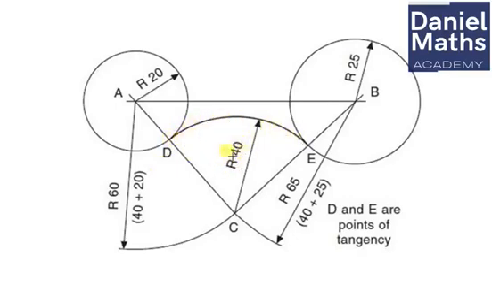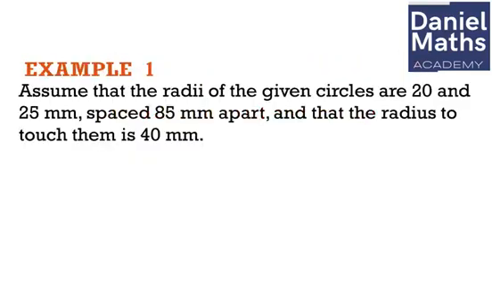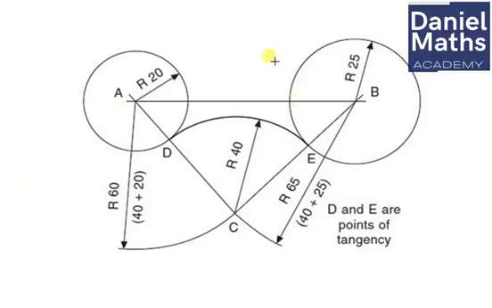We also know the distance between circle A and circle B, which is given to us in the question. So we'll look at the question now. Assume that the radii of the given circles are 20 and 25 millimeters, spaced 85 millimeters apart, and that the radius of the arc to touch the circles is 40 millimeters. So let's go ahead to construct this. Just follow me through and we'll take it step by step.